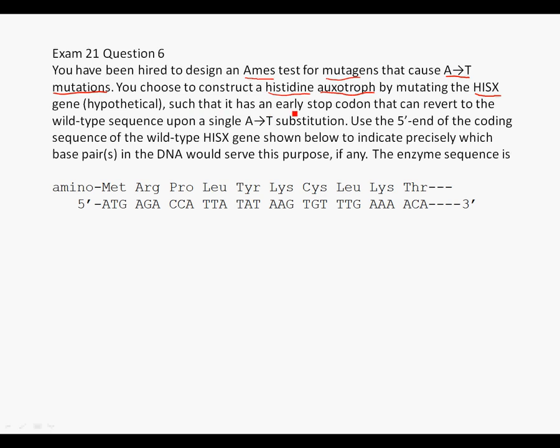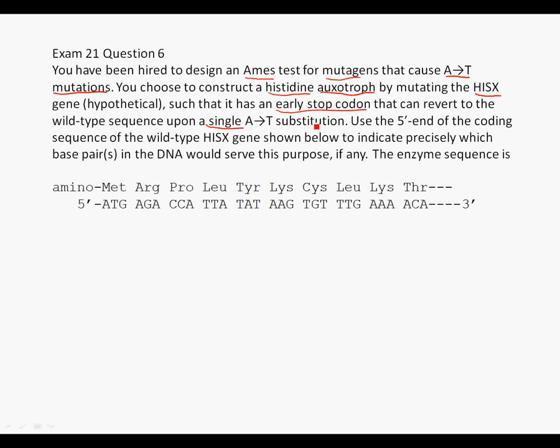So mutating the His-X gene, a hypothetical gene, or could be a specific gene, but I've come up with an arbitrary sequence, such that it has an early stop codon. So we're told to use an early stop codon, although it's possible that a specific substitution amino acid would cause the gene not to work. A stop codon is a pretty clear way to avoid a functional enzyme that can revert to the wild type sequence upon a single mutation. This is typical. If we're looking at mutations, we usually look at single mutations in isolation, so that we can understand their function.